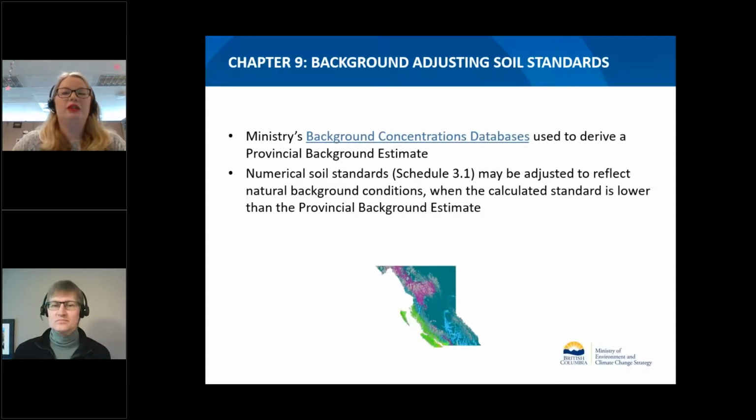Chapter 9 is on background adjusting soil standards. The ministry has a database of soil samples, formerly in Technical Guidance 17, but now found on a new webpage called Background Concentration Databases. This data is used to calculate the regional background values found in Table 1 of Protocol 4, and are also used to calculate a provincial background estimate. The numerical standards in CSR Schedules 3.1 Parts 1, 2, and 3 can be background adjusted to reflect natural background conditions. This is done when the calculated standards, as explained in Chapters 2, 3, and 4, are lower than the provincial background estimate. Next slide, please, and back to you, George.